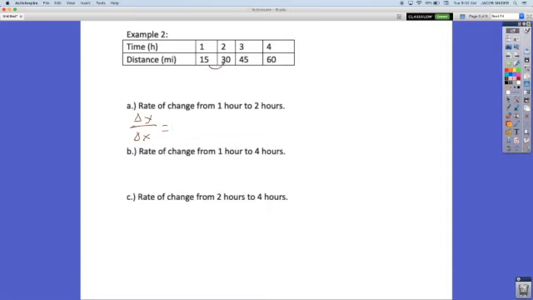Here we go. I got change there. 15 to 30 is 15. 1 to 2, 1. Huh, that looks familiar. If I simplify, 15. Okay, what if I do the change from 1 to 4 hours now? Okay, so I have 1 here to 4 hours. How far is it from 60 to 15? 60 minus 15 is 45.